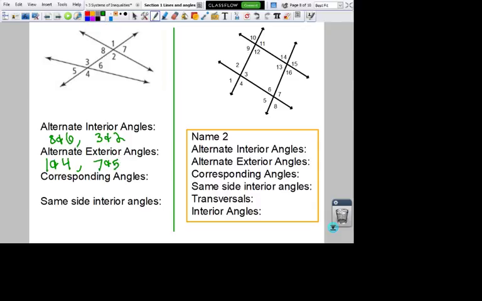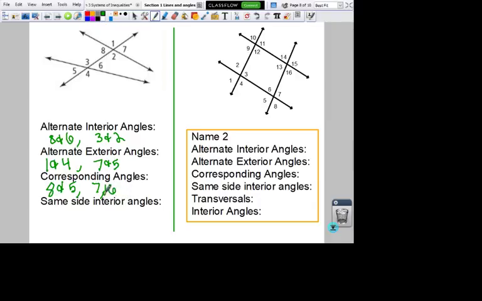Alright, my next one, corresponding angles. Caleb, give me a pair of corresponding angles. 8 and 5 work. They're both bottom left. There's a bunch of these ones. Carissa, give me another one. Another pair of corresponding: 7 and 6. Can 3 and 1 be one? 3 and 1 would be one.